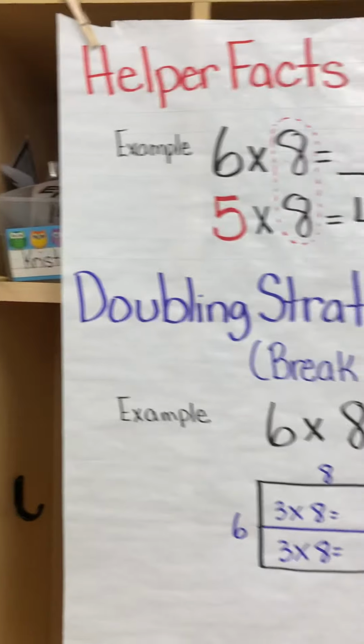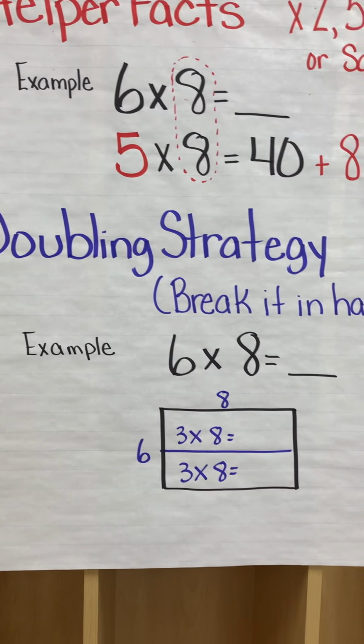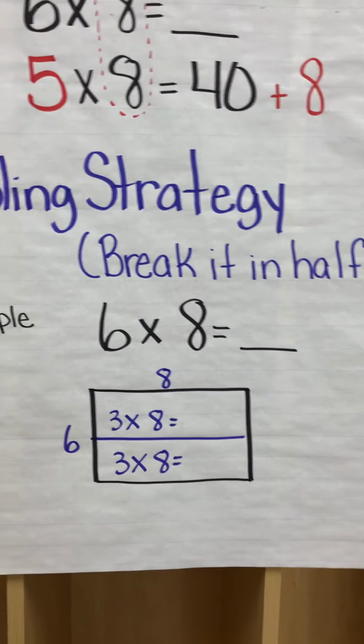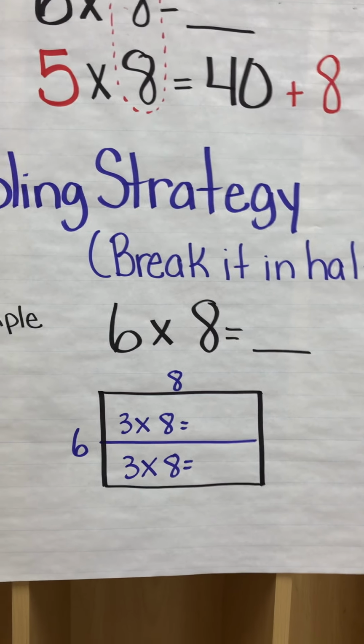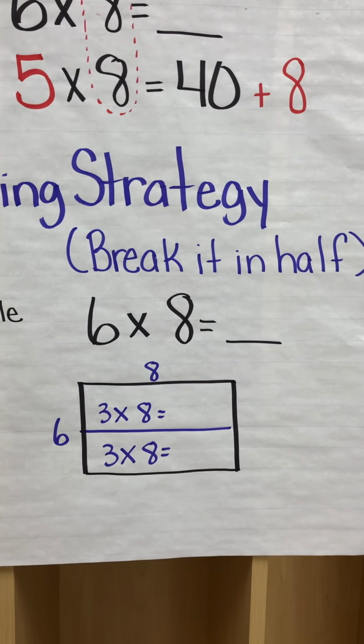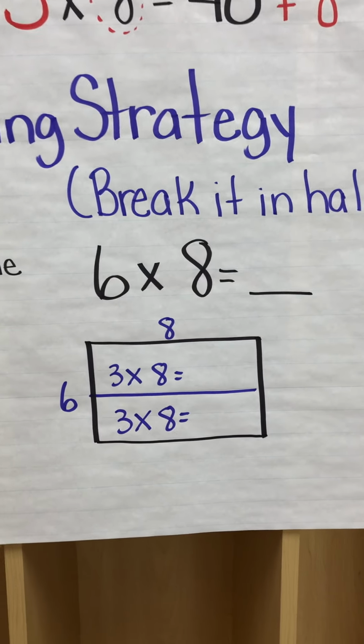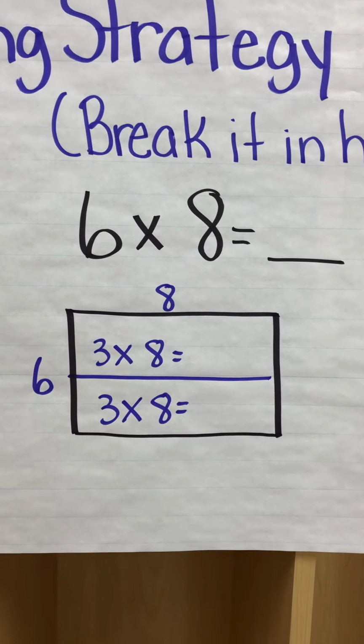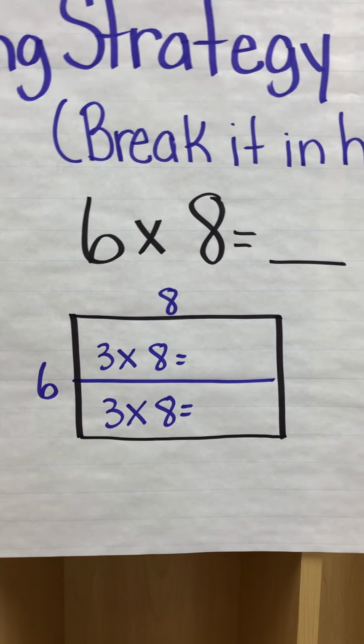The other strategy that we learned is called the doubling strategy. That's when we take one of the factors and break it in half. So we know that one of the factors has to be even in order to do this strategy. Again, I'm going to use 6 times 8 as an example. If I have 6 times 8, we can break the 6 into 3 and 3.